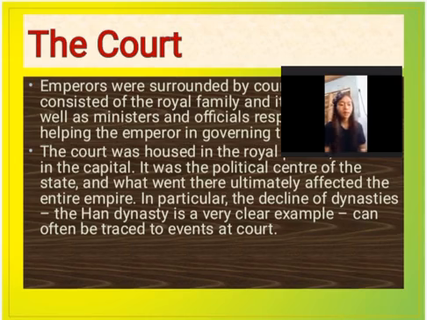In particular, the decline of a dynasty, of which the Han Dynasty is a very clear example, can often be traced to two events at court. The emperors were surrounded by courts, and the court helped the emperor in governing the huge country.